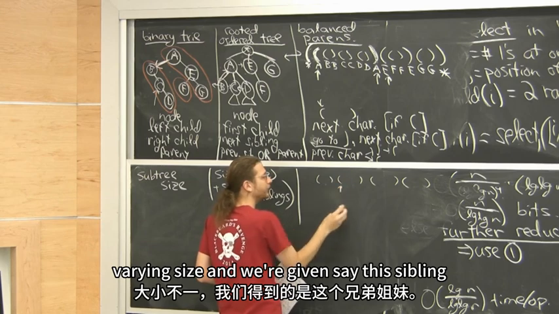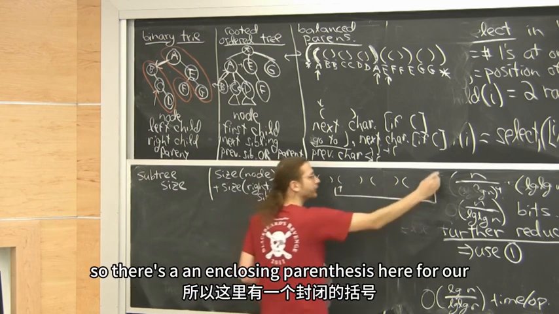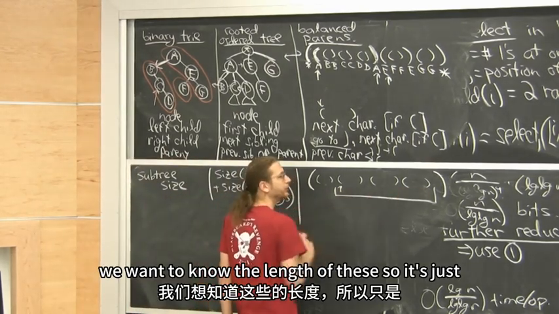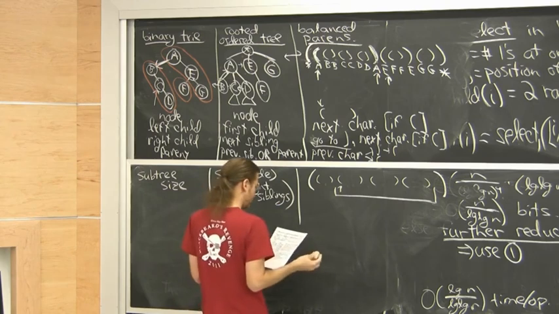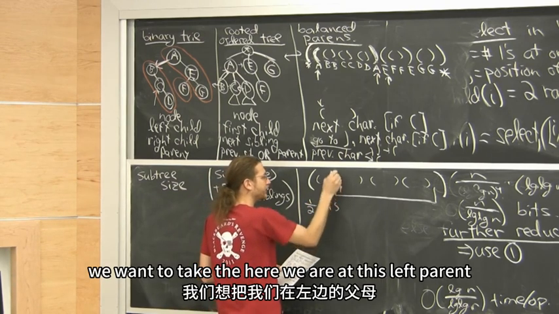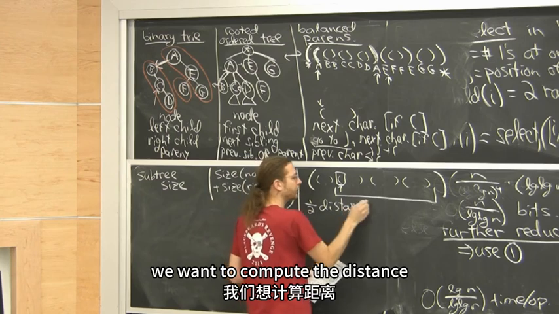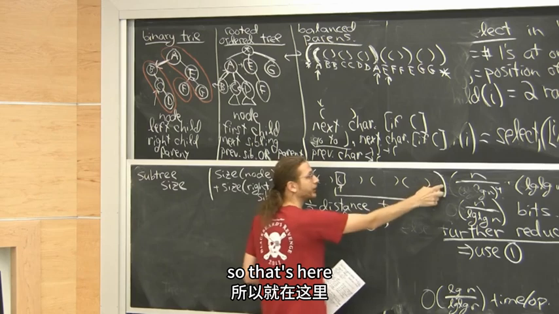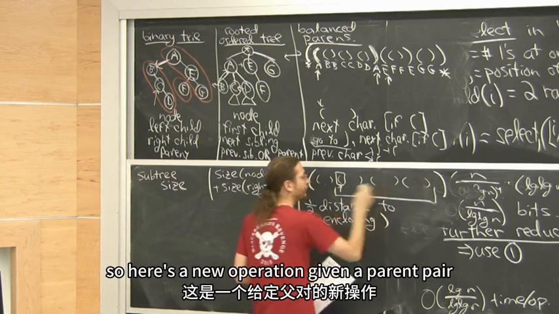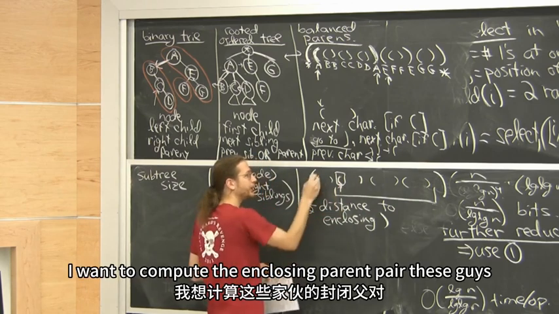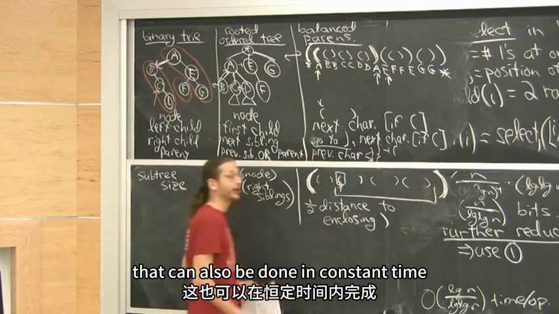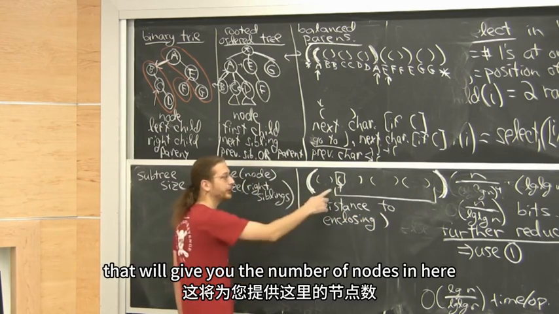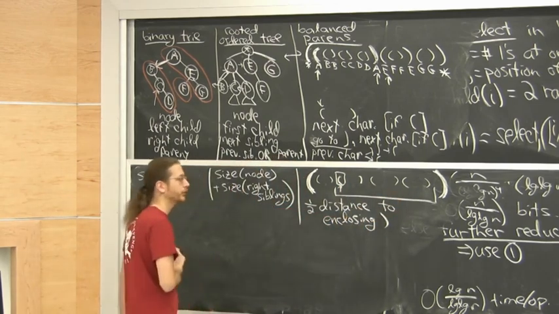And you want to know, so these are a bunch of siblings here, of varying size. And we're given, say, this sibling. We want to know for this sibling up to all the ones to the right. So there's an enclosing parenthesis here for our parent in this representation. We want to know the length of these. So here we are at this left paren. We want to compute the distance to the enclosing closed paren. So that's here. That's our enclosing closed paren. So here's a new operation. Given a paren pair, I want to compute the enclosing paren pair, these guys. That can also be done in constant time with rank and select-like techniques. And then you just measure this distance, and you divide by 2. That will give you the number of nodes in here. It's half the number of parens. That will give you subtree size.